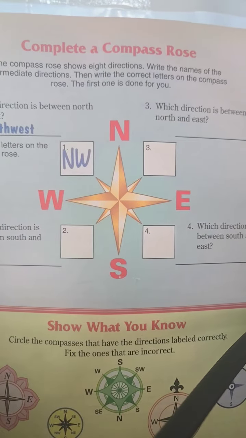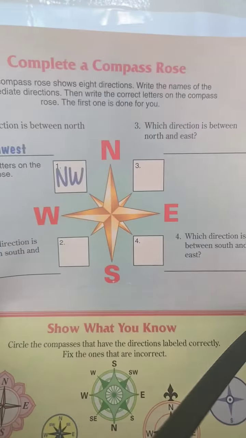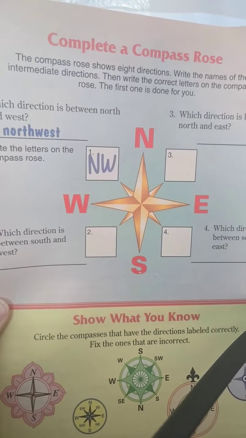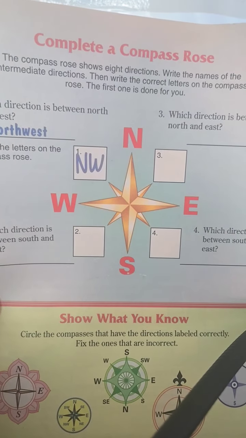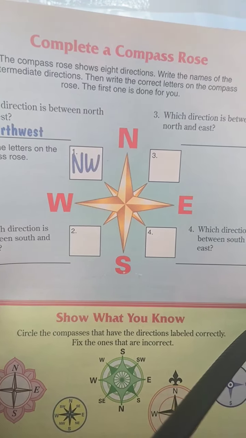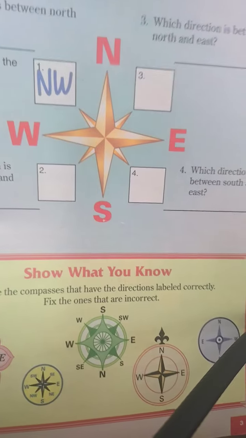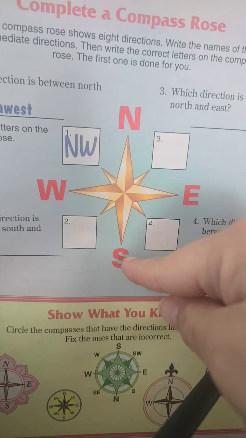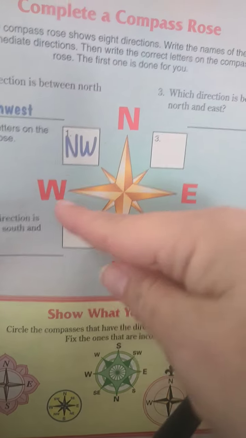So, are you in the right direction? Looking at the compass rose. What's a compass rose? The compass rose shows 8 different directions. As you can see in the center right here, we have north, south, east, west.